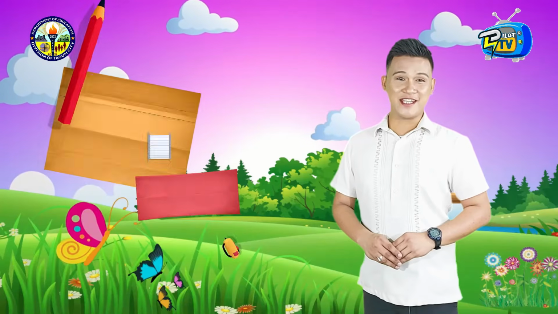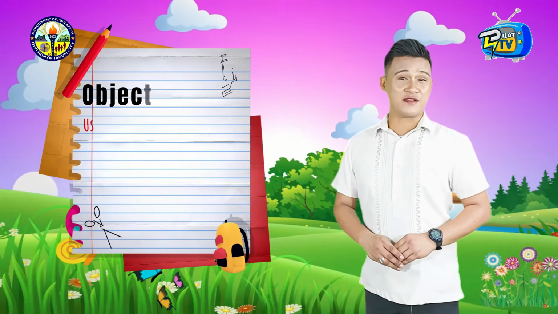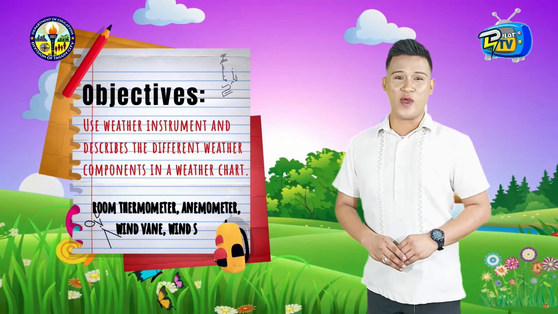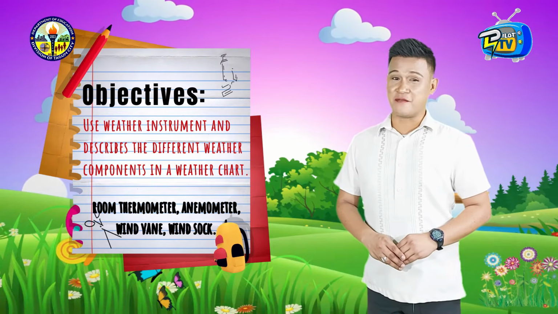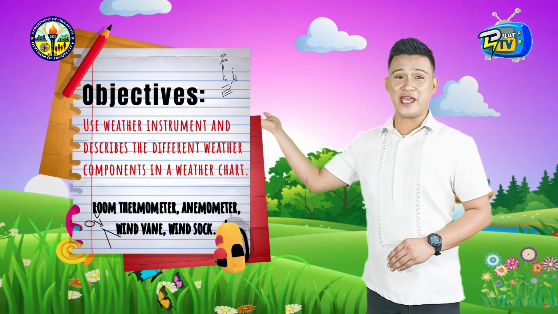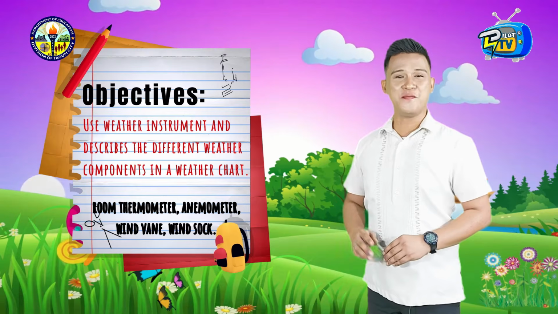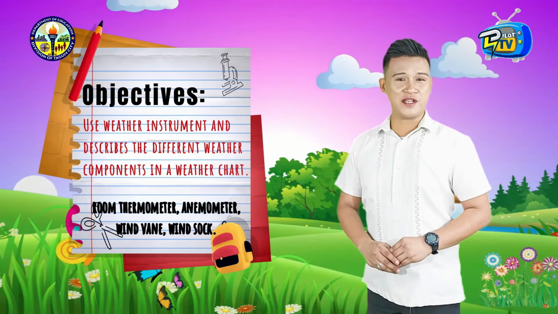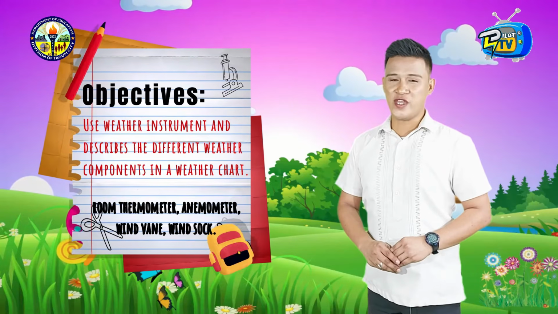For today's lesson, you will be able to use a weather instrument and describe the different weather components in the weather chart. Specifically, you will learn to use weather instruments to measure the different weather components, like room thermometer, anemometer, wind vane, and windsock.